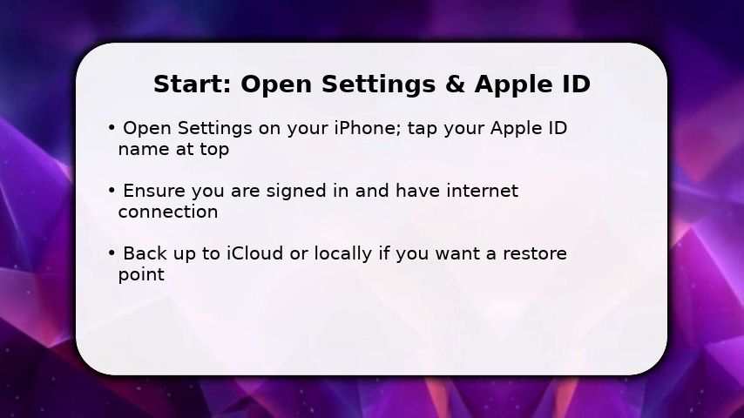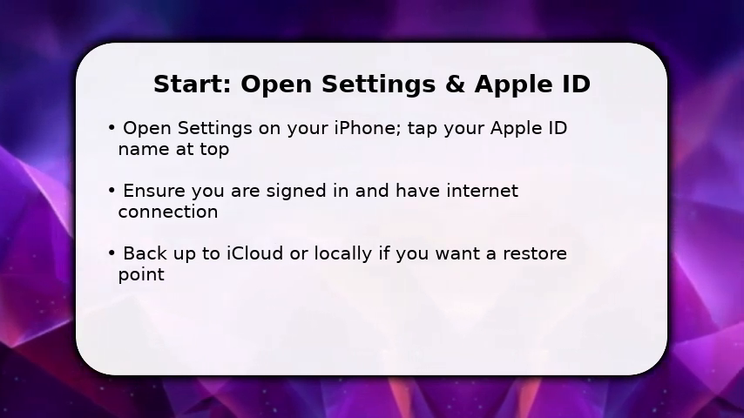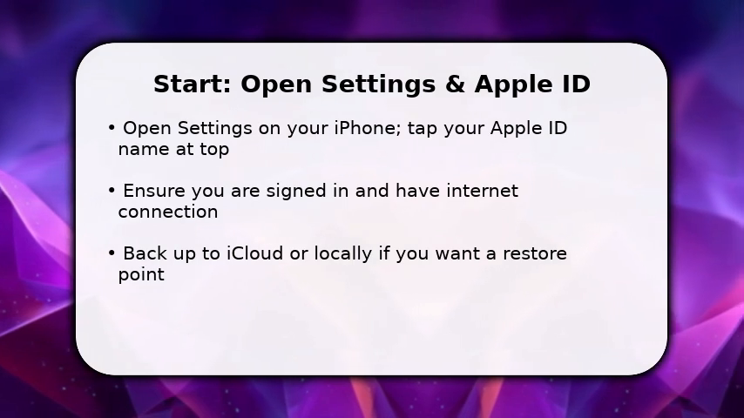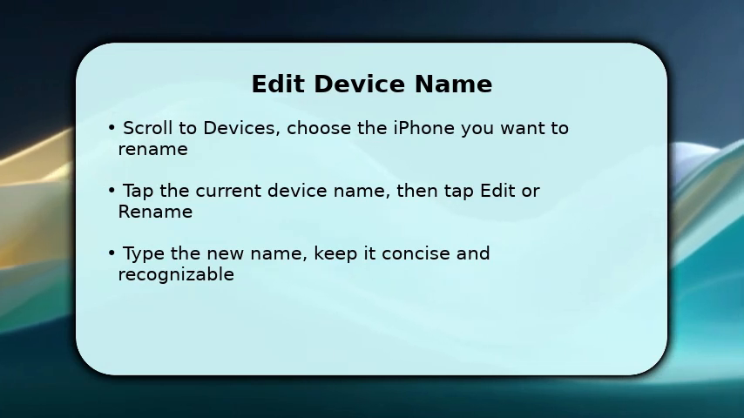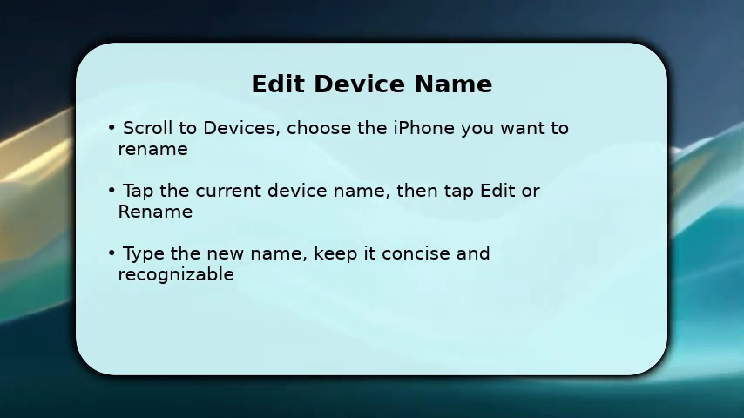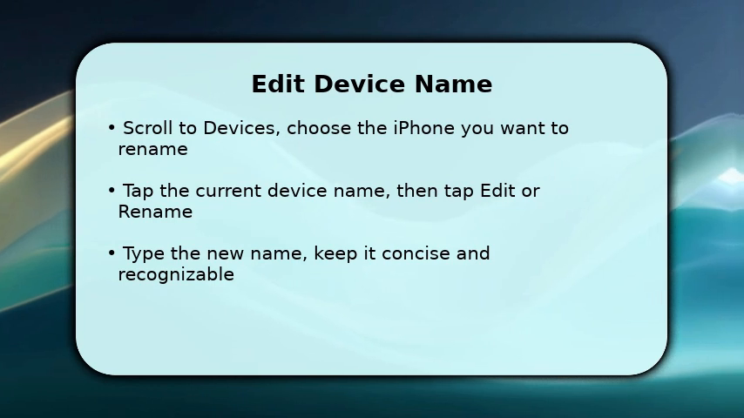Now tap the first line showing your name and scroll to locate the device list. This gets you to the editable name field without extra navigation. You now find your iPhone under Devices and tap its entry to view details. This is where the current device name appears.